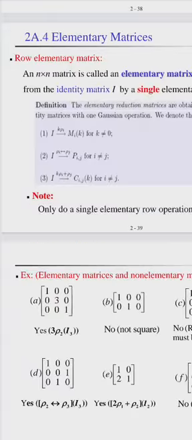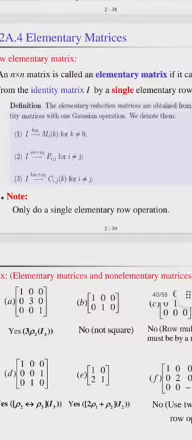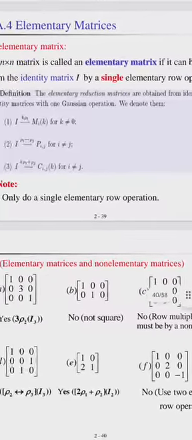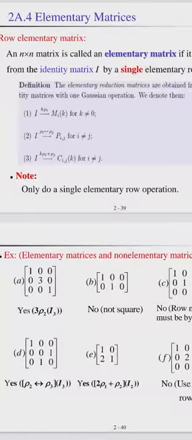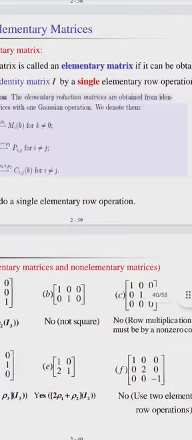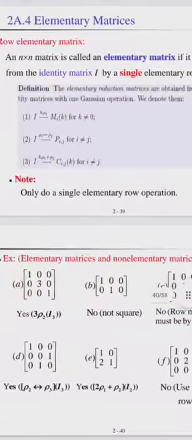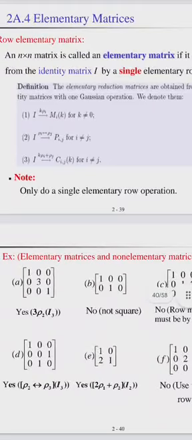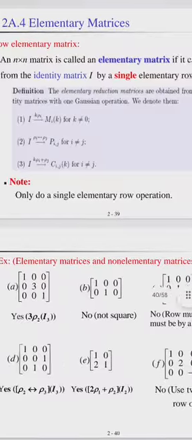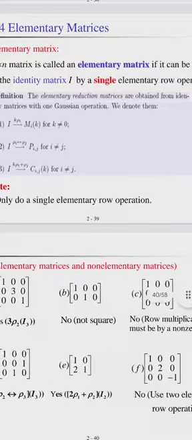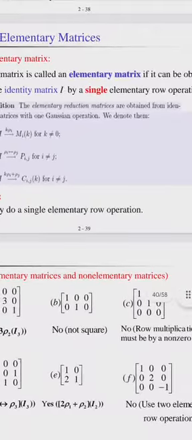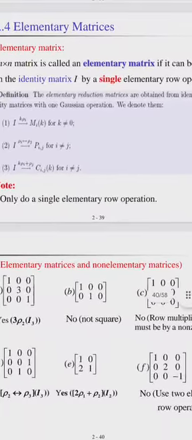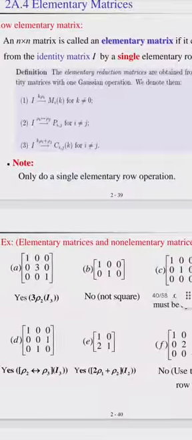I will explain the elementary matrices. Then row elementary matrix. An n by n matrix is called an elementary matrix if it can be obtained from the identity matrix I by a single elementary row operation. Elementary matrix means an n by n matrix, where the number of rows and number of columns are equal. Take the identity matrix I, then a single elementary row operation is applied, and this matrix is called the elementary matrix.